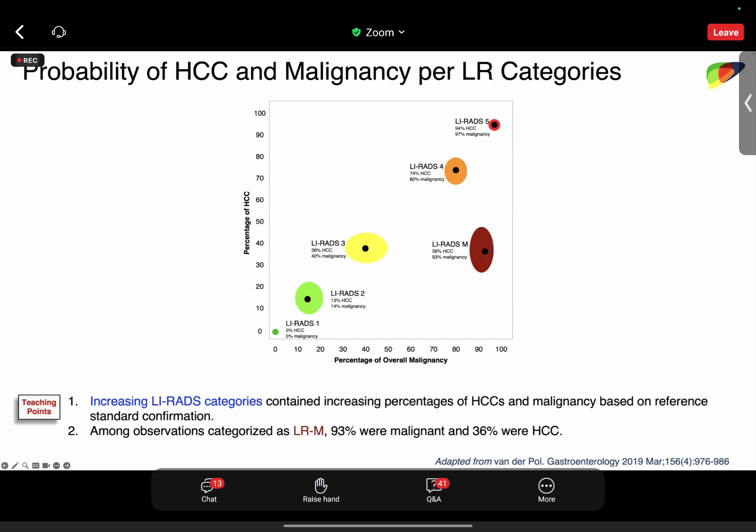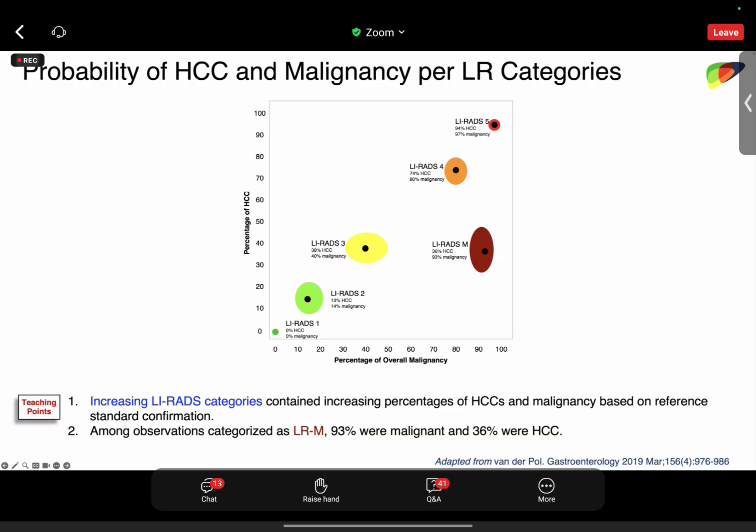I love this schematic. This figure from Christian van der Pol's meta-analysis published in Gastroenterology shows the percentage of HCC on the y-axis and the percentage of overall malignancy on the x-axis for various categories. It shows that the system does what it is intended to do. It shows granularity with smaller confidence intervals, and it shows higher risk of HCC and malignancy from left to right.